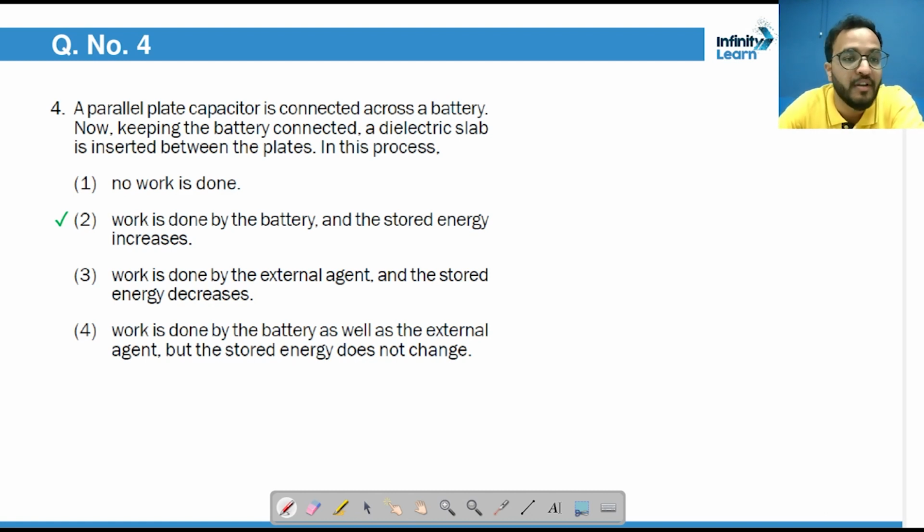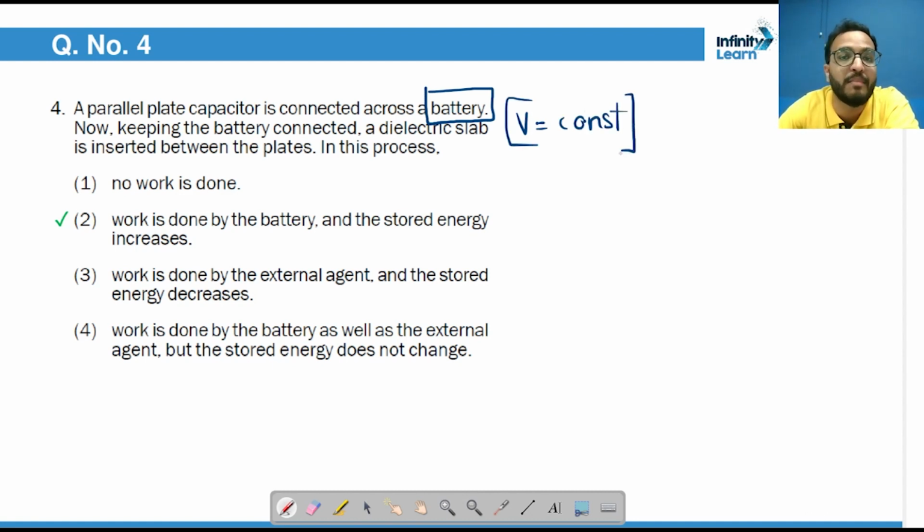So let's move ahead. Fourth question, they are saying a parallel plate capacitor is connected across a battery. Now, whenever the term battery comes, that means the potential difference across its terminals will remain constant no matter what. So V is going to remain constant. That is our first condition as soon as you read the word battery.